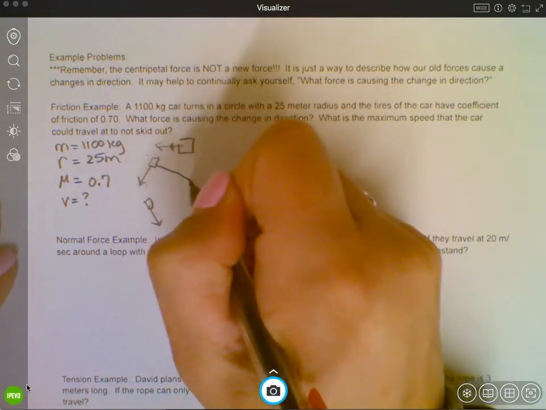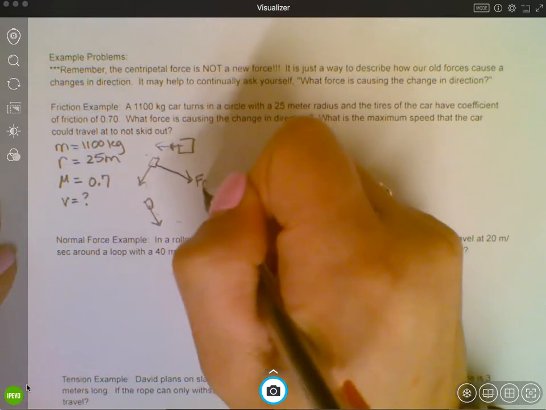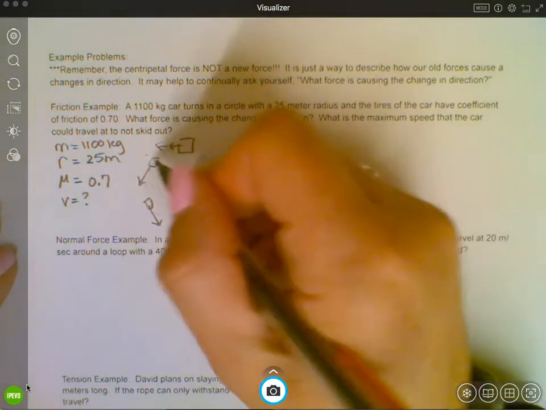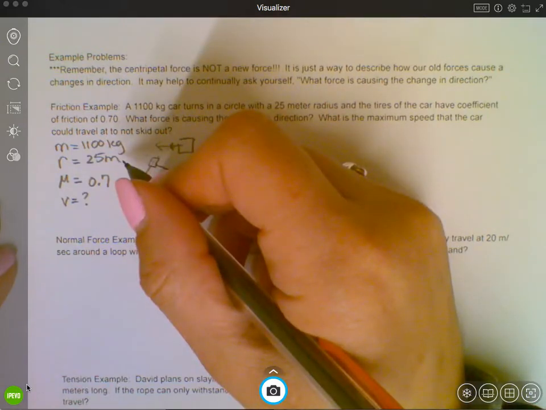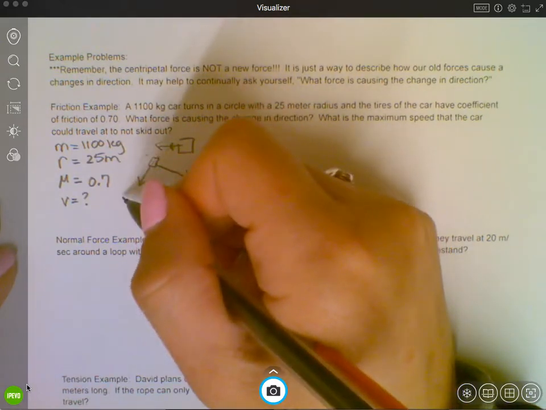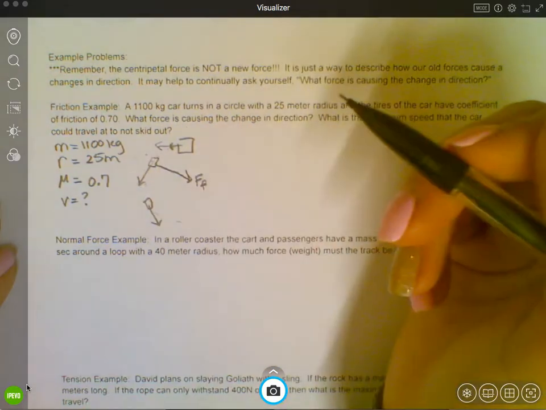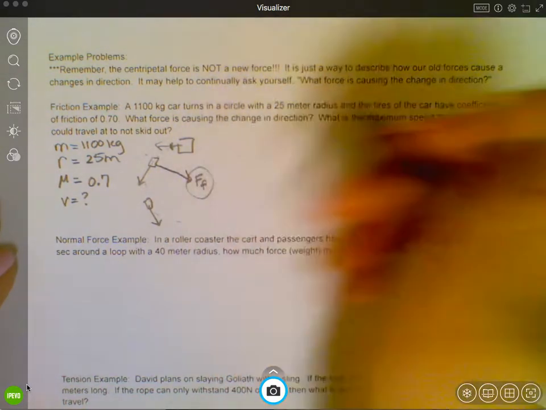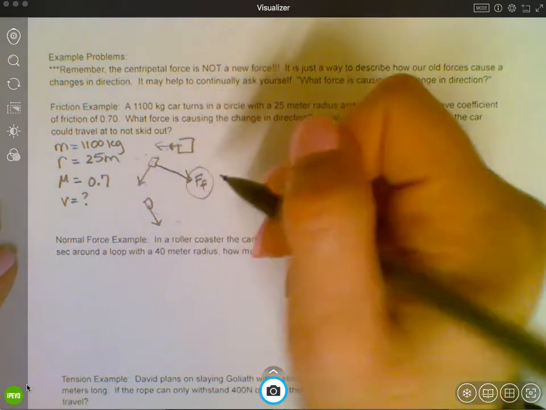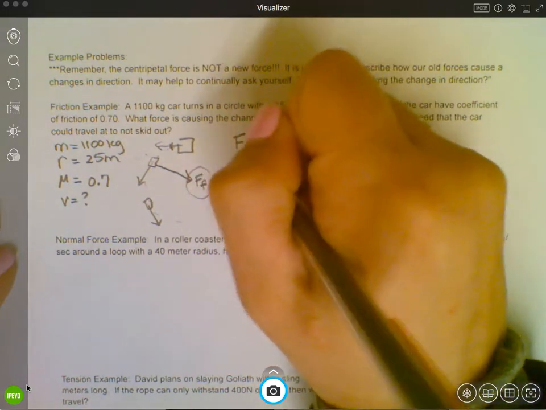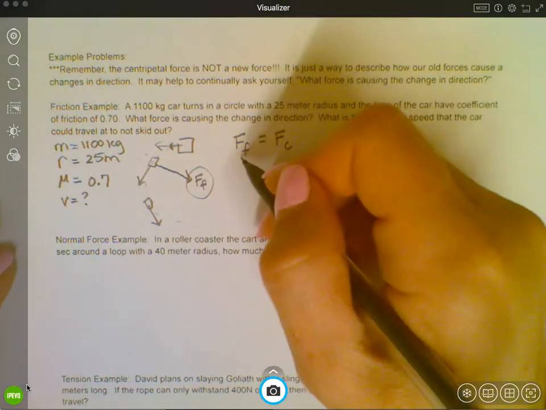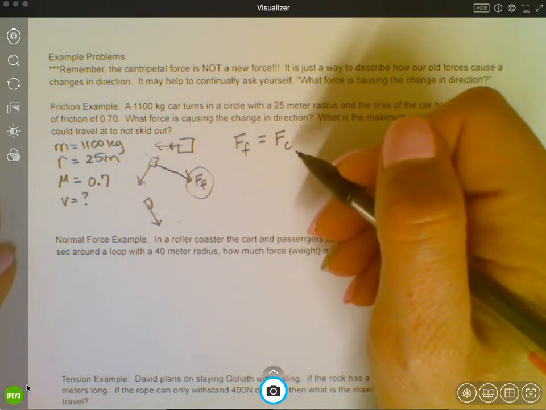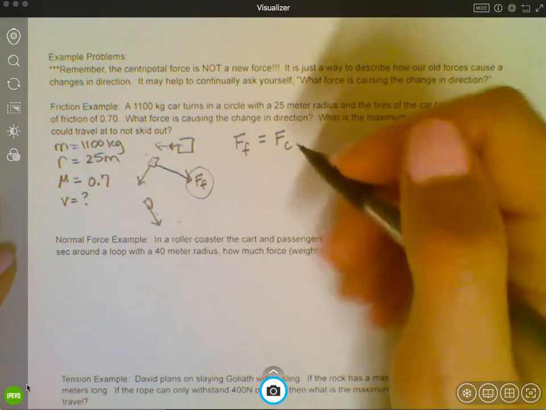So the force that's pulling toward the center is friction. There's nothing pulling out of the center. There's nothing pulling the car that way. Inertia makes the car want to go this way, but that's not a force. So the only force we have here that's in the direction of the center of the circle is force of friction. So in this case, we're going to set the force of friction equal to our centripetal force. The force of friction is acting as a centripetal force. It's pulling toward the center of a circle.